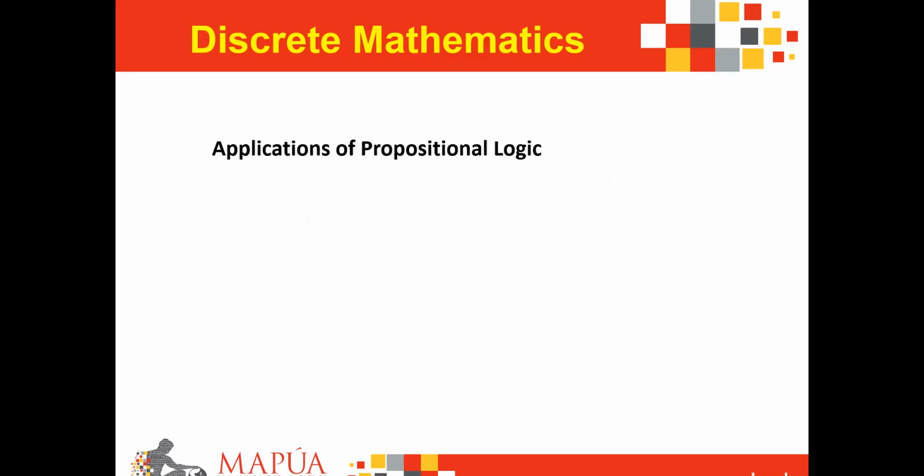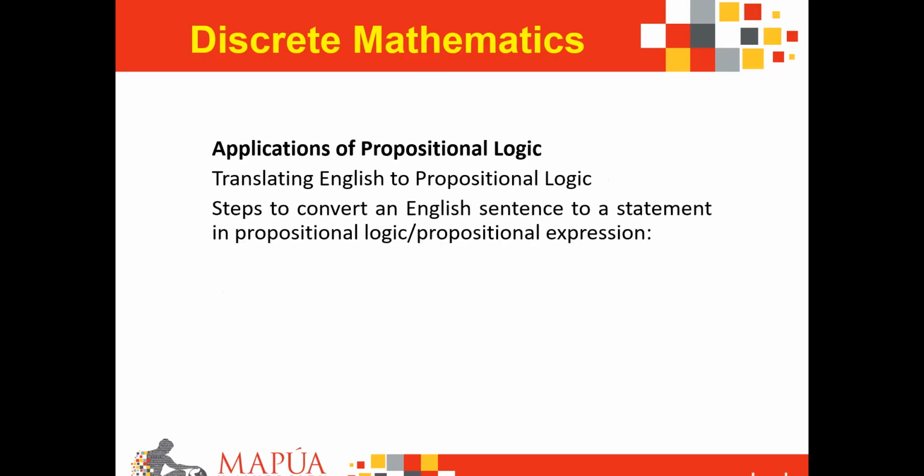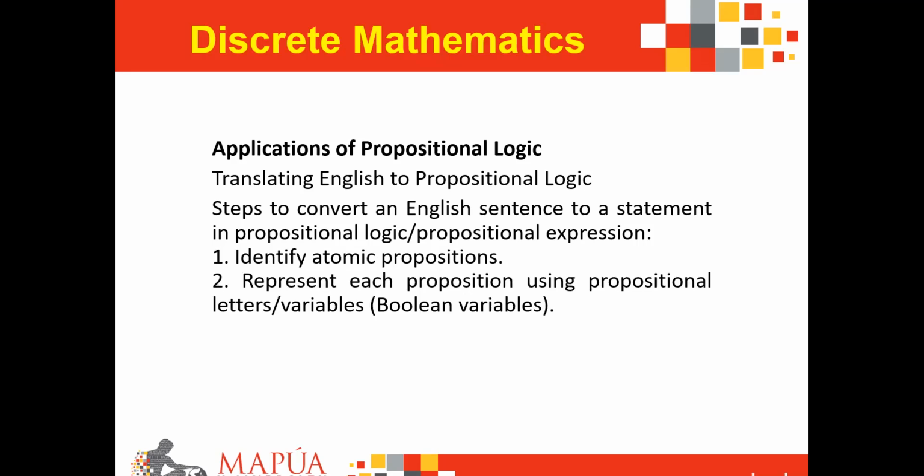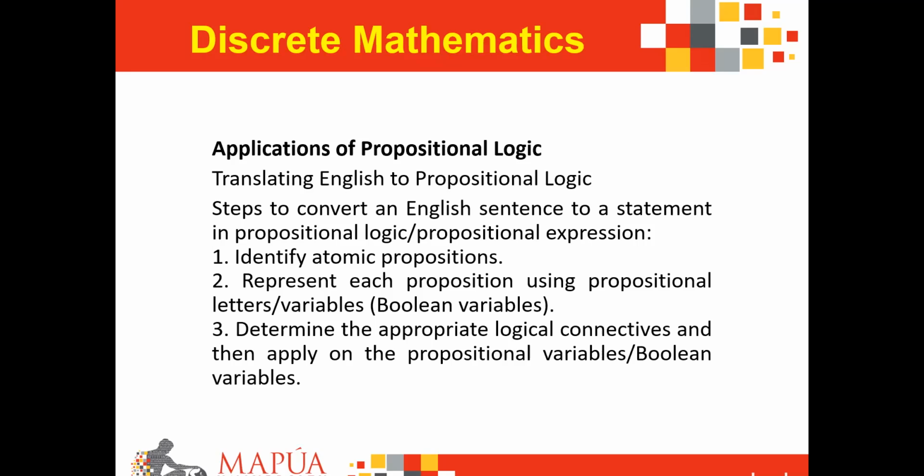There are different applications of your propositional logic. The first one is translating your English to propositional logic. The steps to convert an English sentence to a statement in propositional logic is: first, identify the atomic propositions. Then next, you represent each proposition using a propositional letter or a variable. Then determine the appropriate logical connectives and then apply that on your corresponding expression.